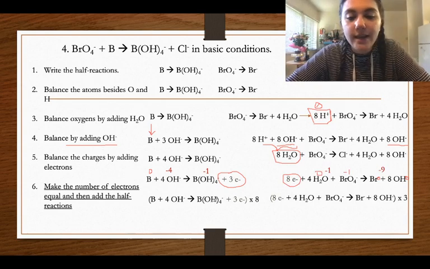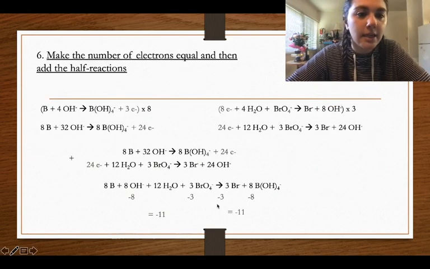All right, and then I need these to equal each other. So I have 8 and 3. They do not have a least common... their least common multiple is 24, and so I'm going to multiply this one by 3, which is a doozy, and multiply this one by 8. And then when I do that, I find that I get 24 electrons.